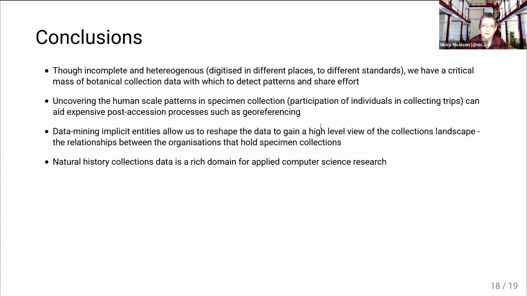So hopefully I've shown that our data are incomplete and they're heterogeneous. They've been built at different times and they've been digitized to different individual institutional data standards, although we represent them in a common data standard, Darwin Core, when we present them to an aggregator. And in that aggregator, we now have a critical mass of collections data that we can use to detect patterns. We can use these to uncover human scale patterns in specimen collection. And that can really help us with the post-accession processes that we conduct on the data, using things like georeferencing. And we can also data mine out implicit entities. So we've always acknowledged that we have things like collectors and teams, and collectors and teams conduct things like expeditions, but we've not really formally managed those within the data.